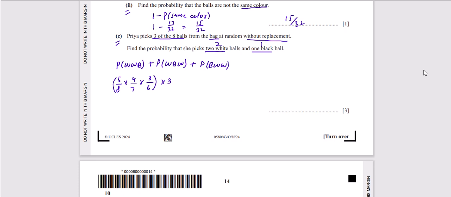Like this, multiply with 3. After these values simplification, we get 5 over 28 multiply with 3. So 5 multiply with 3 over 28. 5 multiply 3, that is equal to 15 over 28. The final answer is 15 over 28.